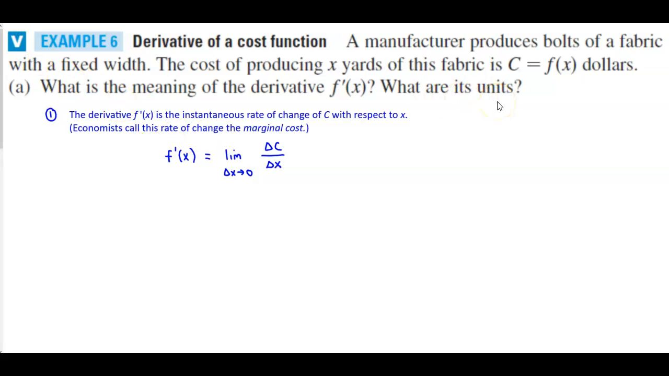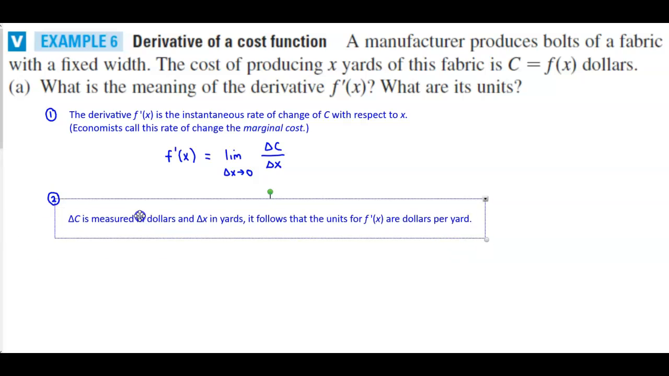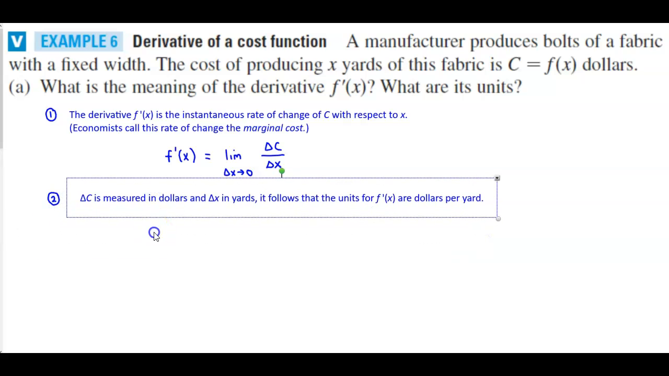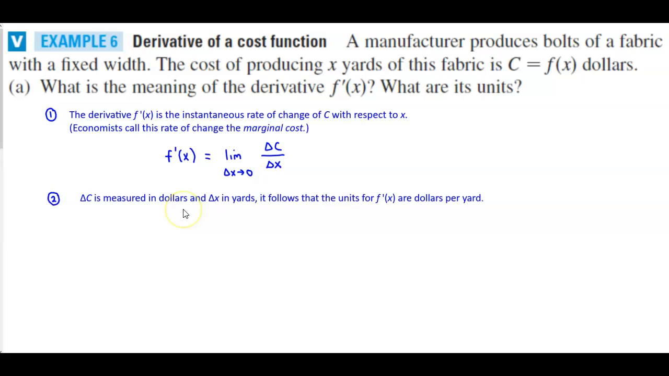And so now what we want to do is determine the units. So what are the units? Well, the change in cost is measured in dollars and the change in X is in yards. So it follows that the units for the derivative F prime of X are dollars per yard.